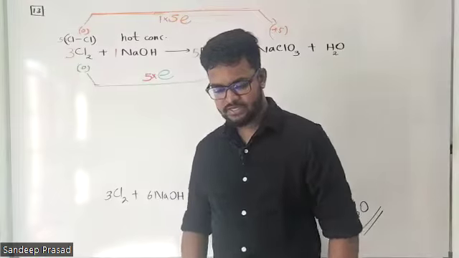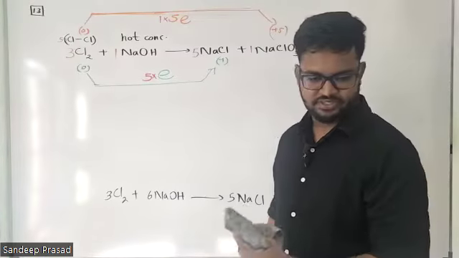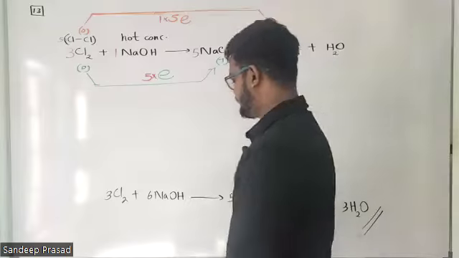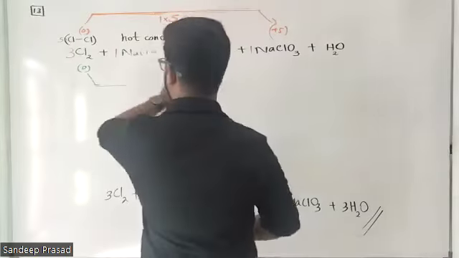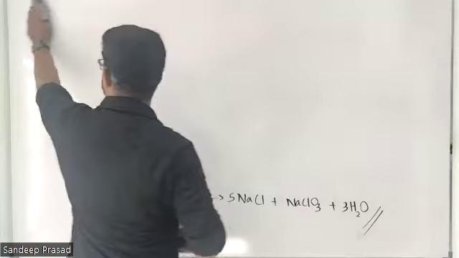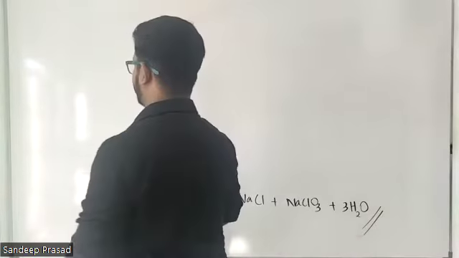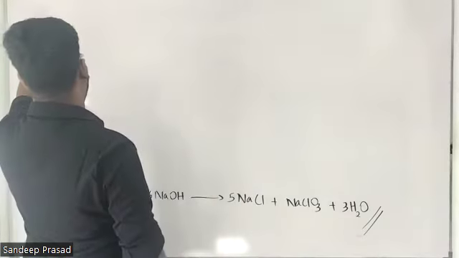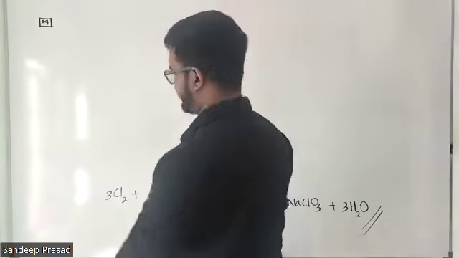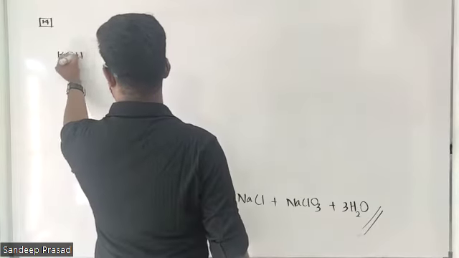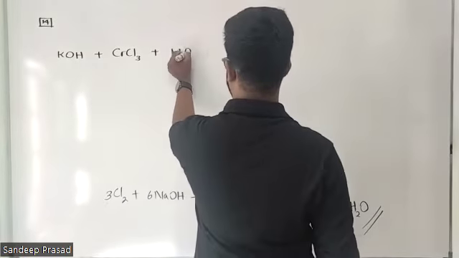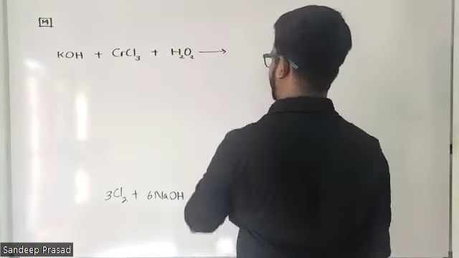So the next one is potassium hydroxide reacting with CrCl3 in the presence of hydrogen peroxide. Let's see, number 14. Please practice these reactions. These things are very, very important. Okay. Potassium hydroxide is reacting with CrCl3 and H2O2. So first of all, let's obtain the products.